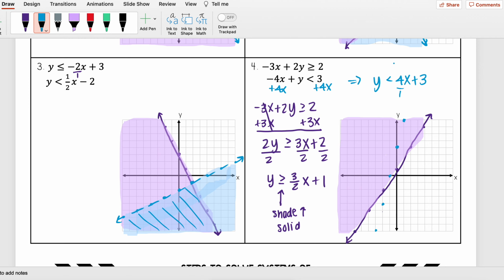And now this one tells me that I want to shade below, and I'm going to have a dashed line. And then shade everything below. And so this one has a really small shaded region. It's just everything, or overlap region, it's just everything right there.